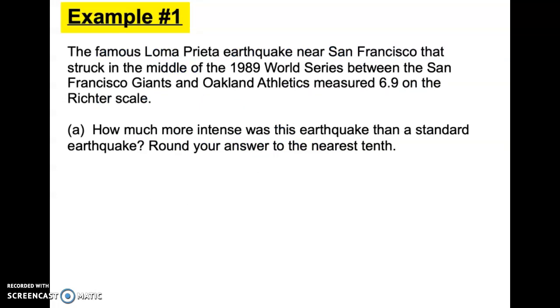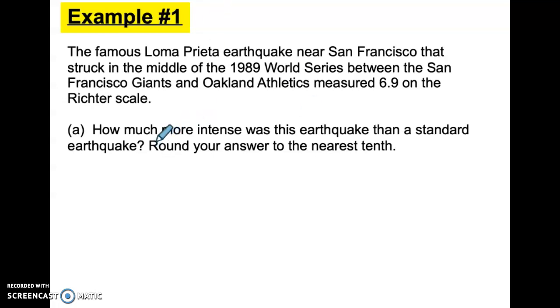So here's example 1. We have the famous Loma Prieta earthquake near San Francisco that struck in the middle of the 1989 World Series between the San Francisco Giants and the Oakland Athletics. It measured 6.9 on the Richter scale. How much more intense was this earthquake than the standard earthquake? Round your answer to the nearest tenth.